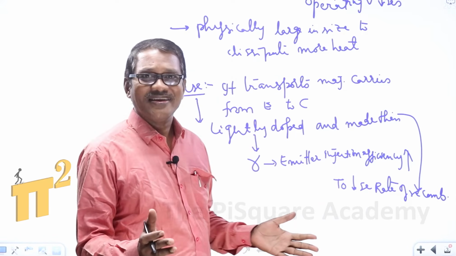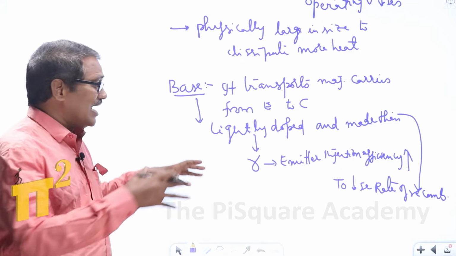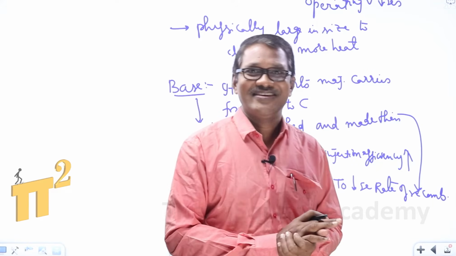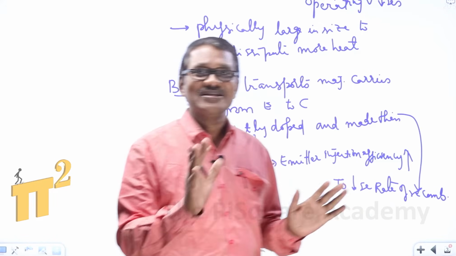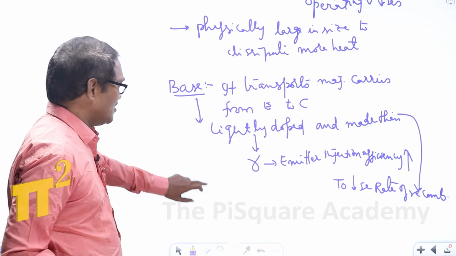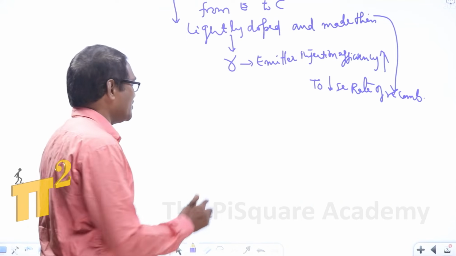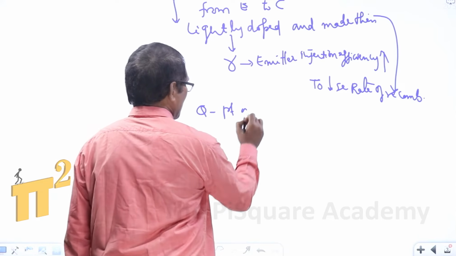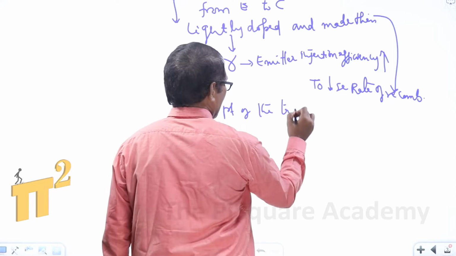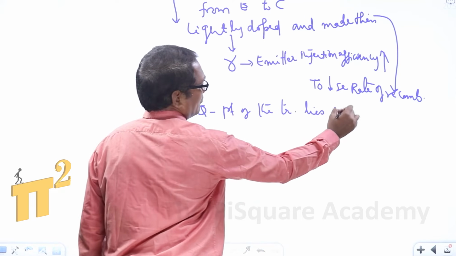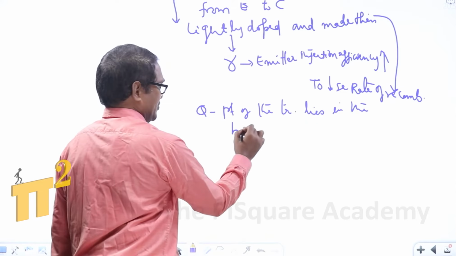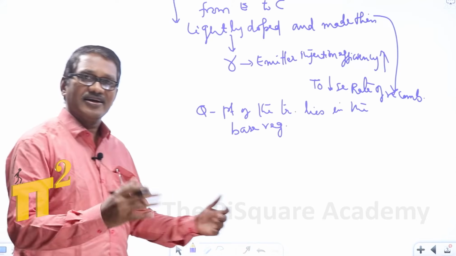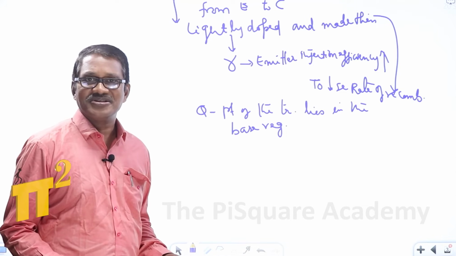Why? Do you know why? So the actual operating point of the transistor lies in the base region. That is the reason why the base plays a vital role. Have you understood this, right? So the actual operating point of the transistor lies in the base region. That is why the base plays a vital role among the 3 sections. Have you understood this, right?